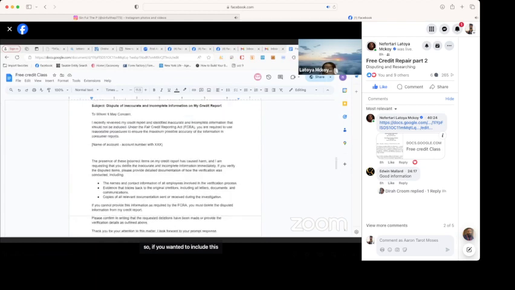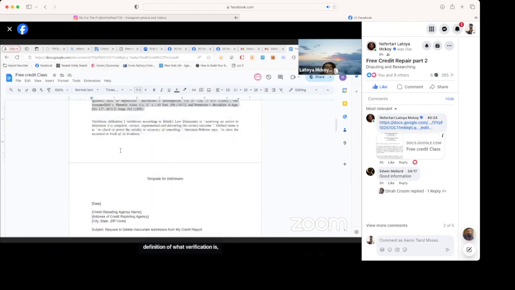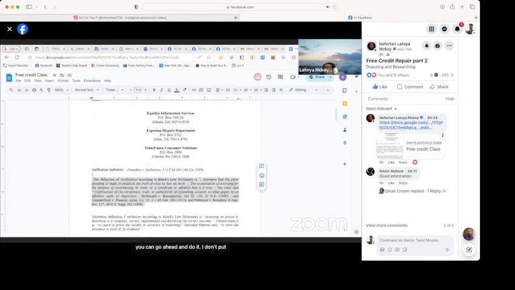So, if you wanted to include this definition of what verification is, you can go ahead and do it. I don't put no laws in there. That's just how I dispute. I don't need to do all that. This is my brain, and I'm not saying that they just do this. This is just my brain. I am a Virgo. My first thing is looking at the worst case scenario. That's the first thing that I look at, the worst possible case scenario.